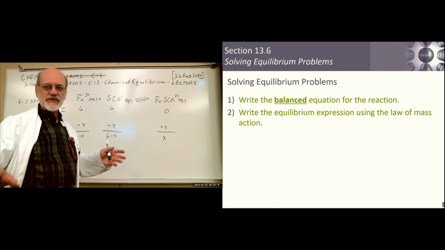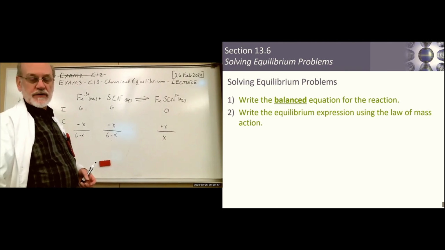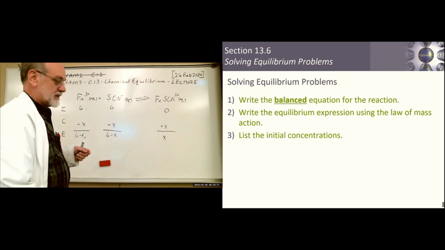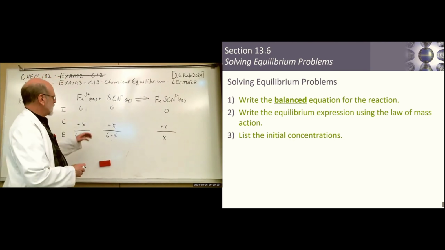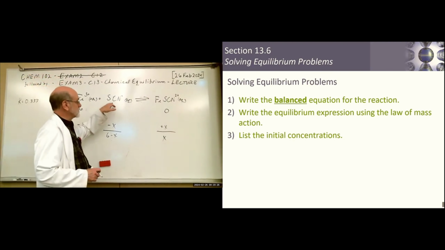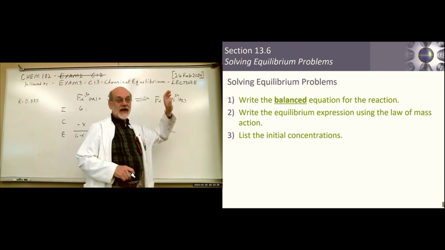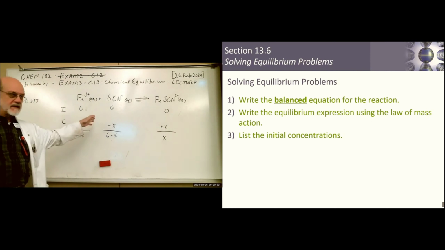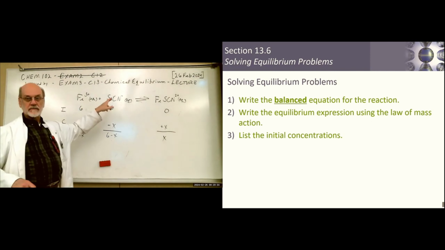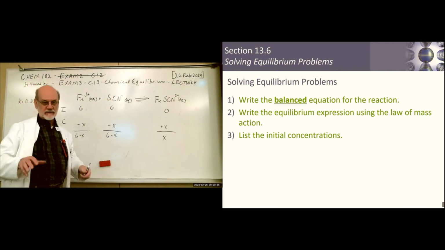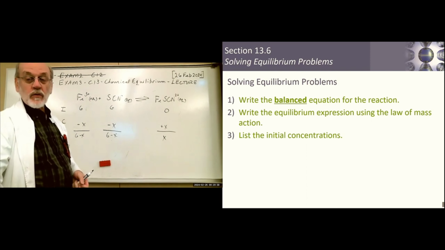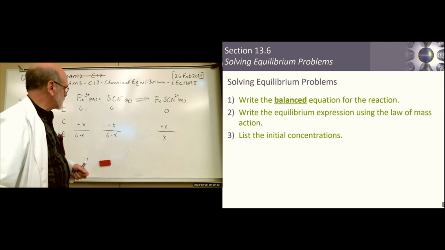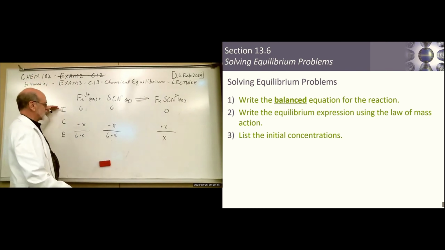Okay, these are just steps that you should follow to solve an equilibrium problem. First, actually, I left out one step. You got to write the compounds and the ions exactly right. If you're given the names, then you got to be able to write the formulas. Then balance the equation. Then write the equilibrium expression for the law of mass action. Then list your initial concentrations and start your ICE table.